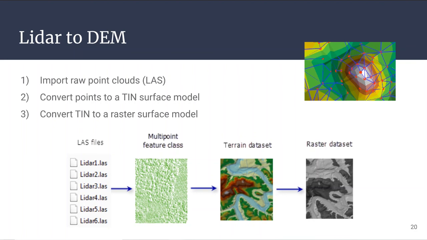So one way to do this is after you import these raw point clouds, you'd create one of these triangulated irregular networks, basically a surface model linking these points together, and then converting that TIN, triangulated irregular network, to a raster surface model. So that workflow would look like the sequence at the bottom. We have several different LiDAR datasets. Each one of those is going to be a point cloud. In ArcGIS, you can convert those to a multi-point feature class, make a terrain dataset out of that using a triangulated irregular network, and then convert that to a raster.